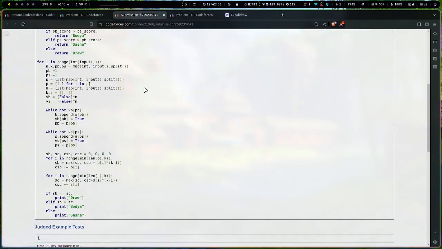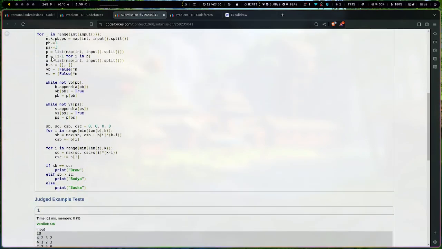So see, here I converted the one-base index into zero-base index, and I keep a visited array for Bodia and a visited array for Sasha. While the current position is not visited, we keep going. We append that position, we mark that position true, and we move our position to P of P. We will do the same thing with Sasha.